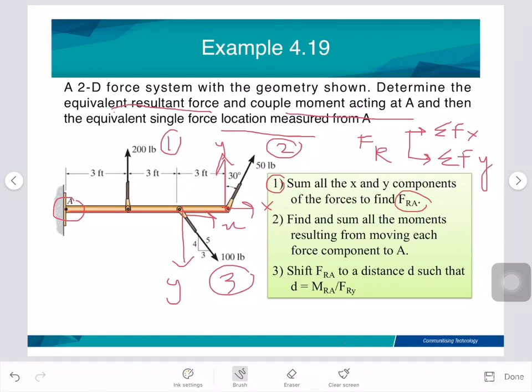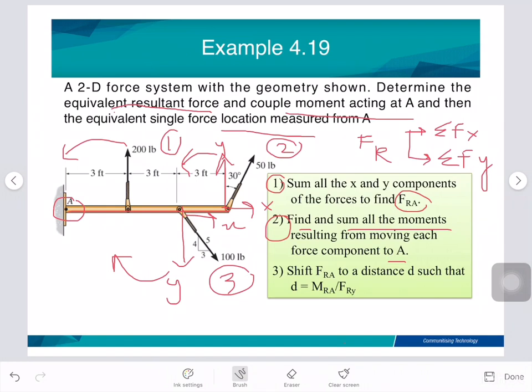Number two, you need to get the couple moment acting at A. This means you need to find and sum all the moments resulting from moving each force to point A. So from here, you need to move this number one force to this point A, and then this force also to point A, and then this force also to point A.